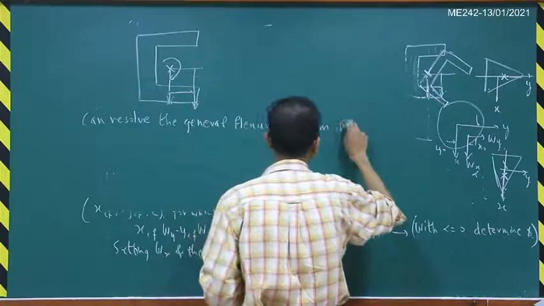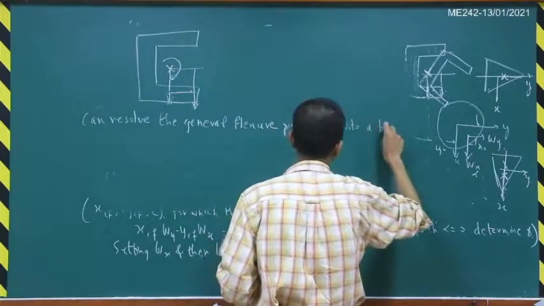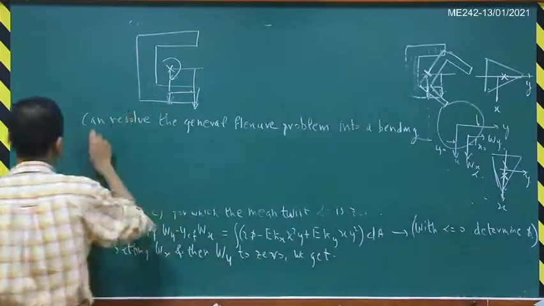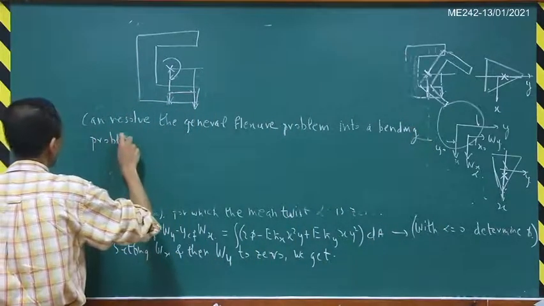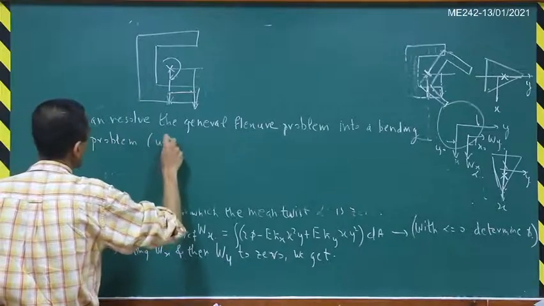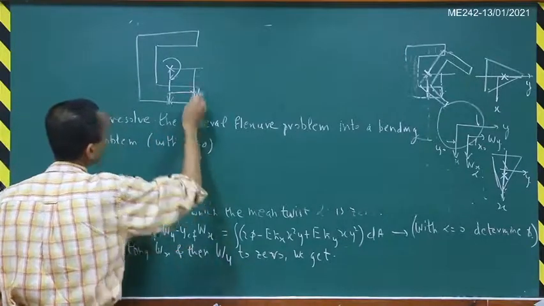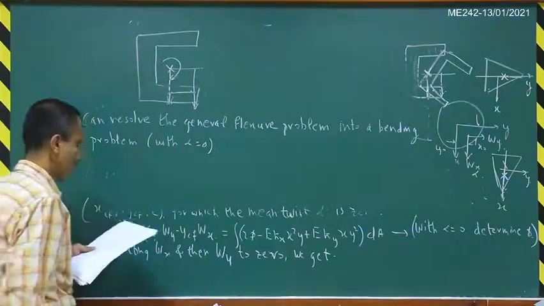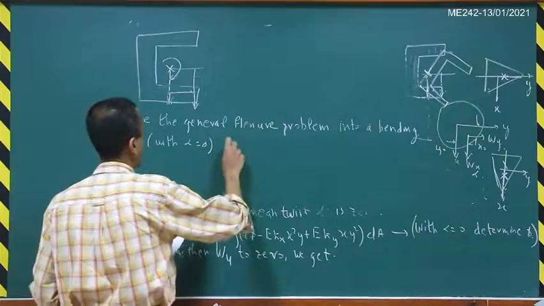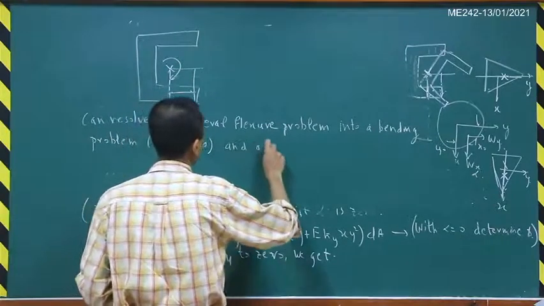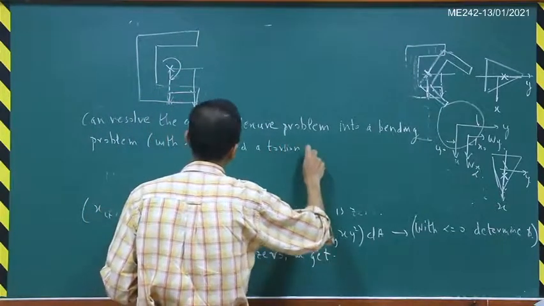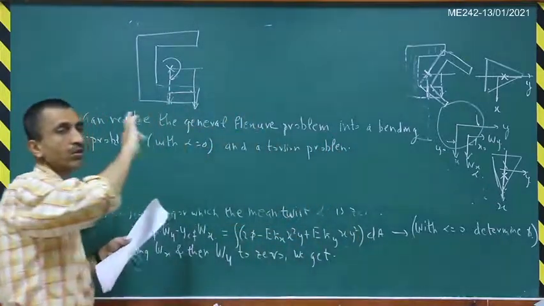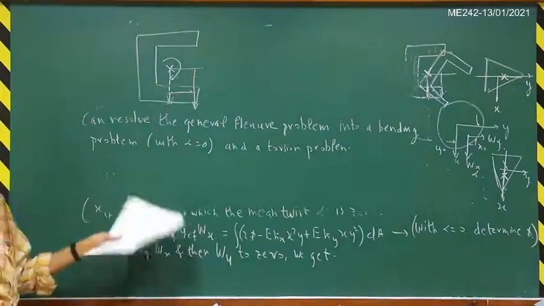Into a bending problem, this is with alpha equal to 0. Alpha equal to 0, so you are just shifting this load here and applying a moment. And a torsion problem, and we need not do this also. We can directly solve it using the equations that we have.